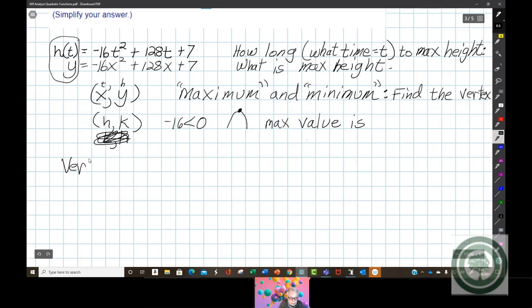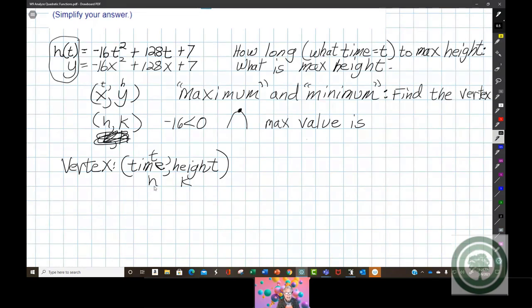The vertex, let's write it in words so it's less confusing. Time is acting like the x coordinate, and height is acting like the y coordinate. So the vertex, of course, is your h, k, but now time is what I'll calculate by finding h, and then plugging h into this is going to give me k, which is the highest point, the actual maximum value. Okay, so we have time and we have height, which is the y coordinate. So now let's do this.